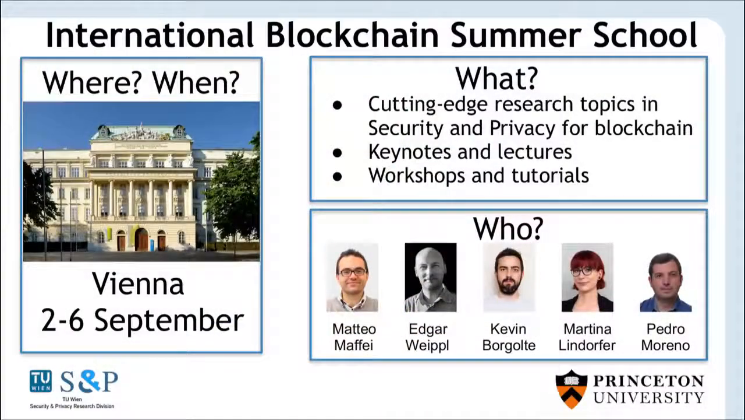It's the International Blockchain Summer School that we are preparing in Vienna. It will happen in September, the first week of September. Vienna has been chosen as the most livable city during the last 7 or 8 years in a row. So if you have never been, you should definitely think to come.